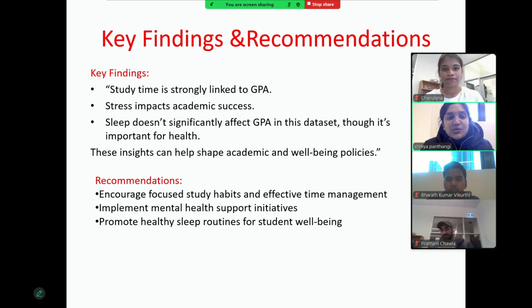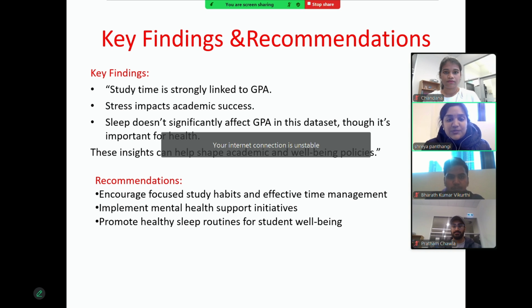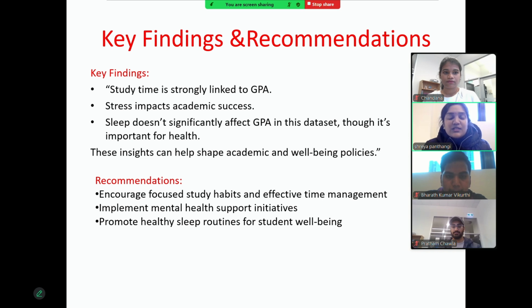Coming to the key findings and recommendations, the report shows that study time is strongly linked to GPA, stress impacts academic success, and sleep doesn't significantly affect GPA, though it's important for health. These insights can help shape practical well-being policies. After careful consideration and analysis, the report is focused on study habits, effective time management, and mental health support initiatives, and it promotes healthy sleep habits.